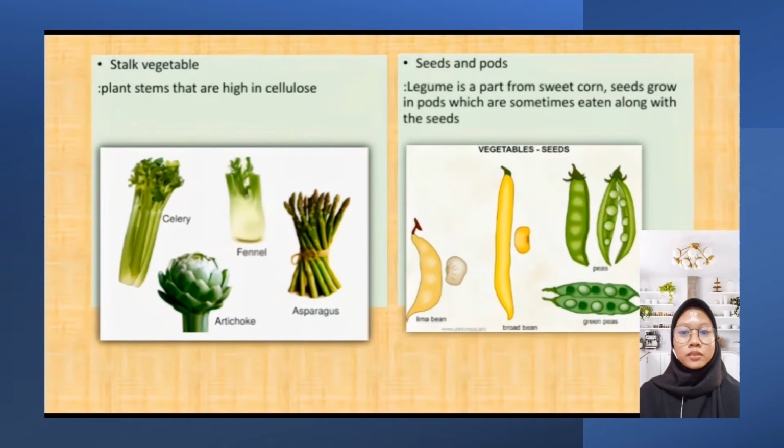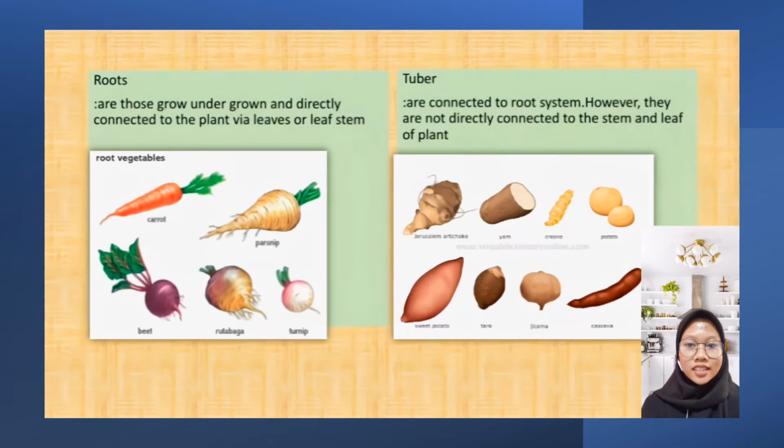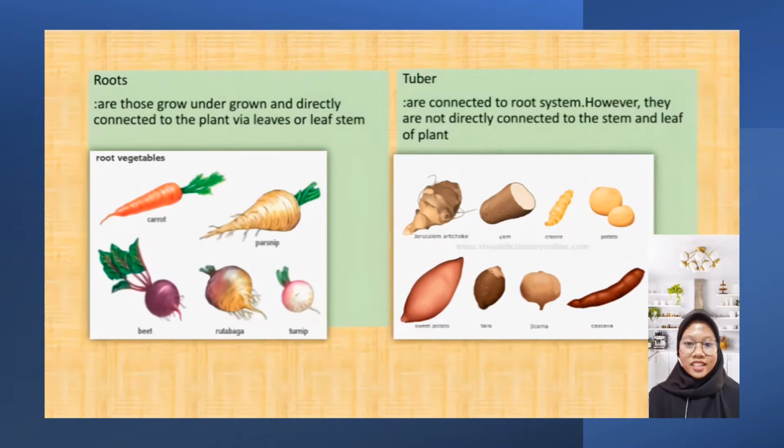Edible seeds are also known as legumes. Legumes are apart from sweet corn. Seeds grown in pods, which are sometimes eaten along with the seed, such as peas, green peas, and bird bean. Next, roots are those that grow underground and are directly connected to the plant via leaves or leaf stem, such as carrot, parsnip, and turnip. After that, tubers are connected to the root system, however they are not directly connected to the stem and leaf of the plant, such as sweet potato and Jerusalem artichoke.